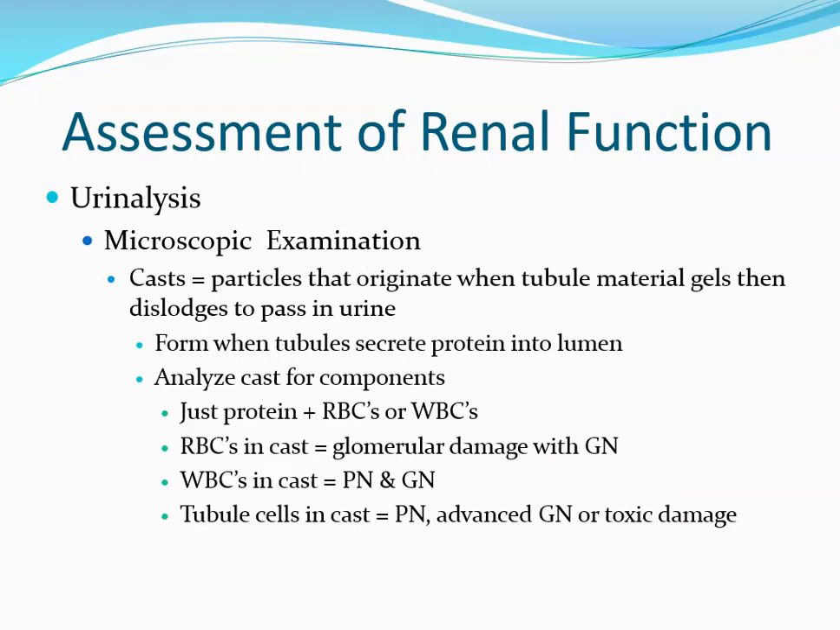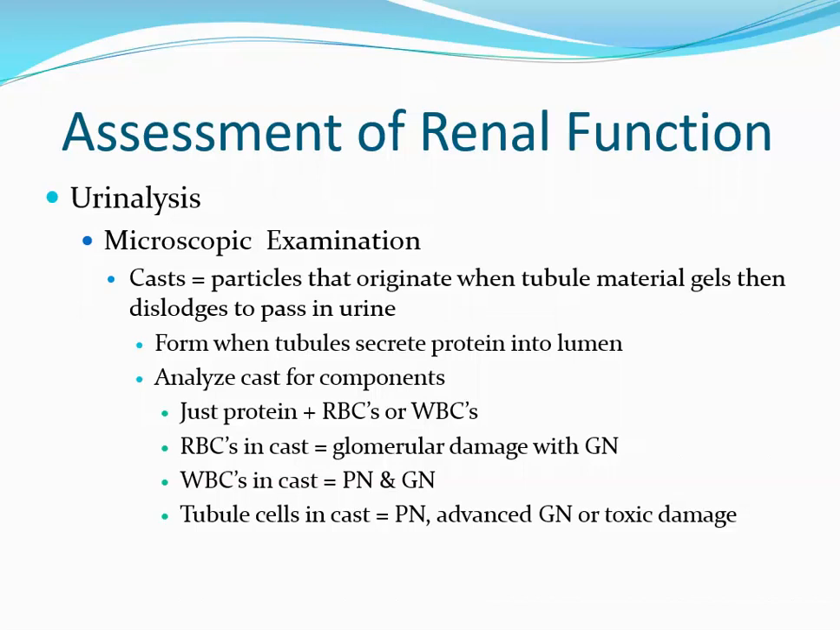You can also look for casts, which are particles in the urine that originate when tubular material first gels and then dislodges to pass in the urine. Casts typically form when the tubule secretes protein into its lumen. What you want to do is analyze the cast for its components. For example, is the cast just protein, or are there red blood cells or white blood cells associated with it?